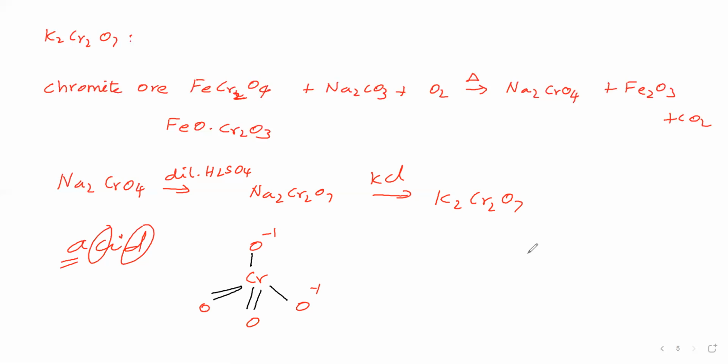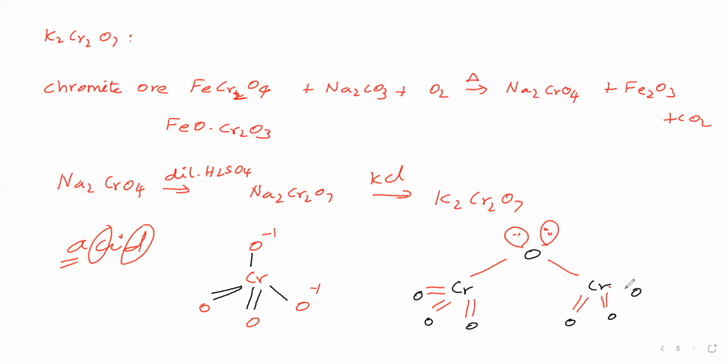Dichromate contains 2 chromium atoms and 7 oxygen atoms. The 6 oxygens we divide equally, 3 to each chromium. So 6 oxygens we have distributed, and the remaining 1 oxygen is placed in the center for both chromiums. This oxygen makes 2 bonds, 1 bond with each chromium. This oxygen has 2 lone pairs, therefore it has a bent shape.